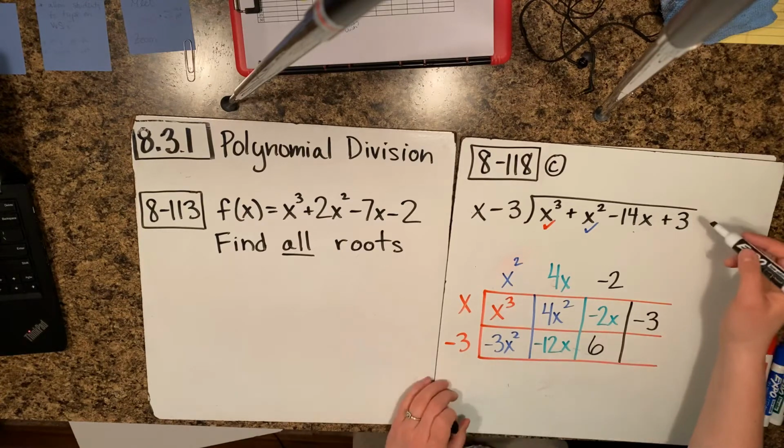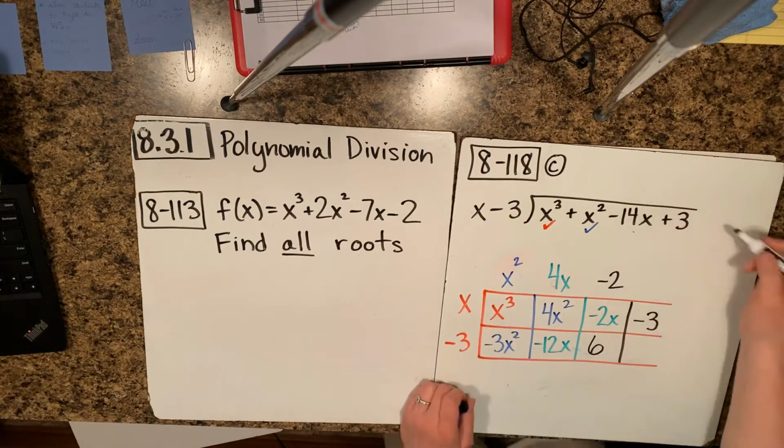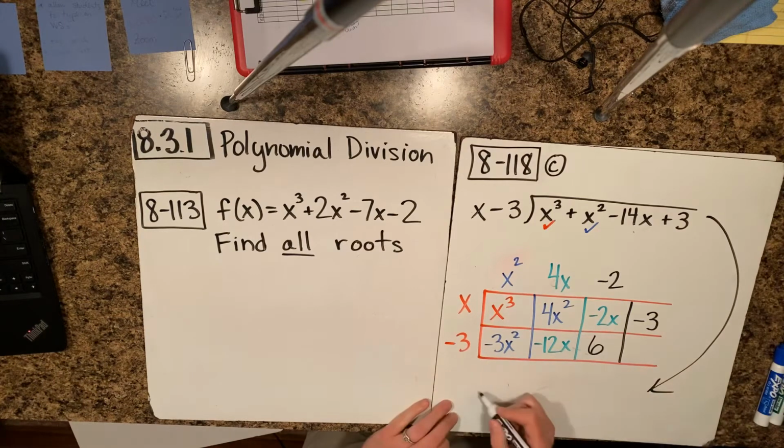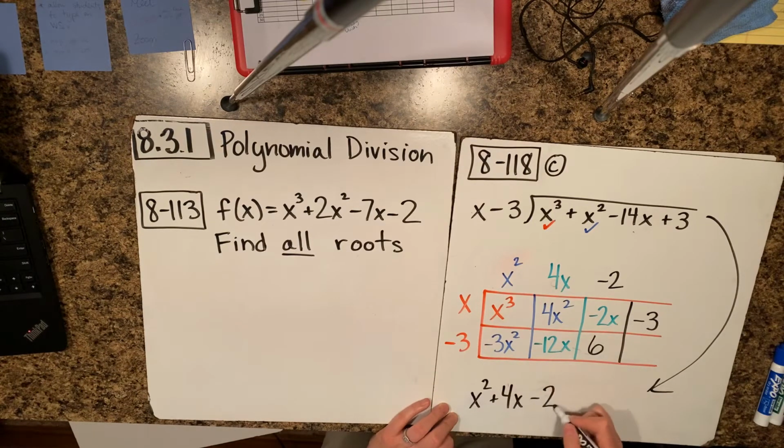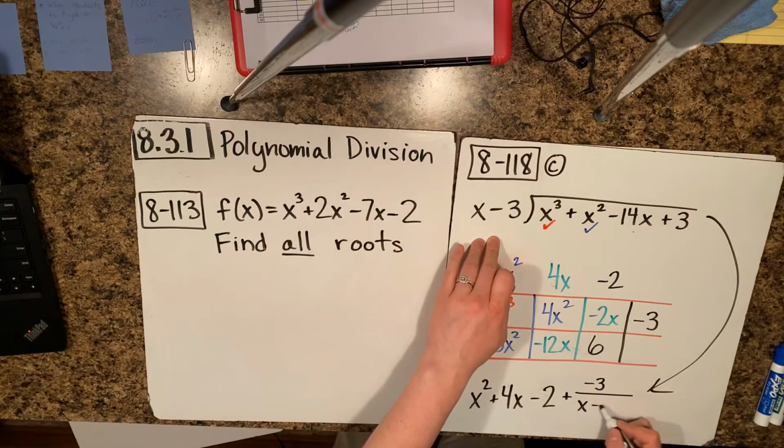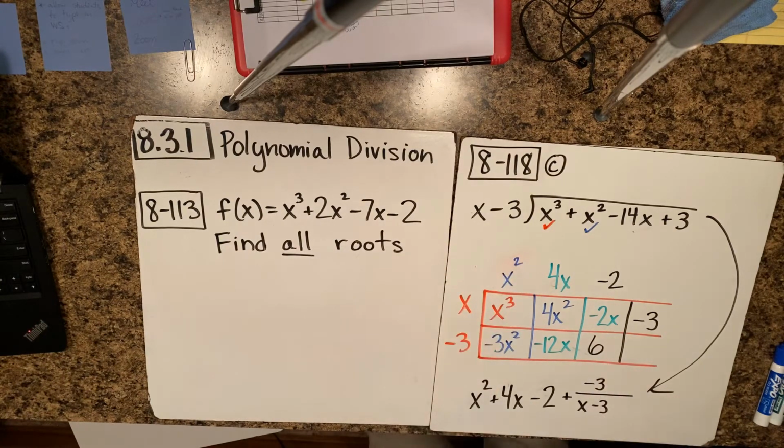So my answer really goes up top here. Okay, my answer is x squared plus 4x minus 2 plus, 2 ways you can write this. You can write plus a negative 3 over x minus 3. Okay, remember we can't cancel that out. Don't try it. Or we certainly could put minus and a plus there, or minus and nothing there. Okay, same answers.